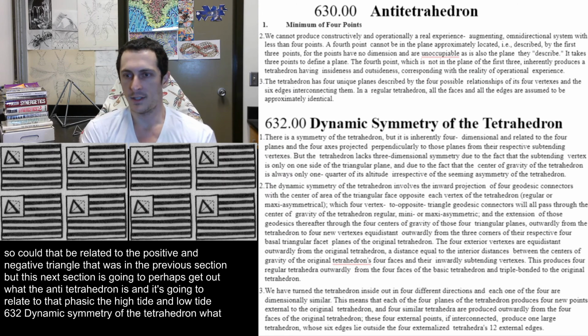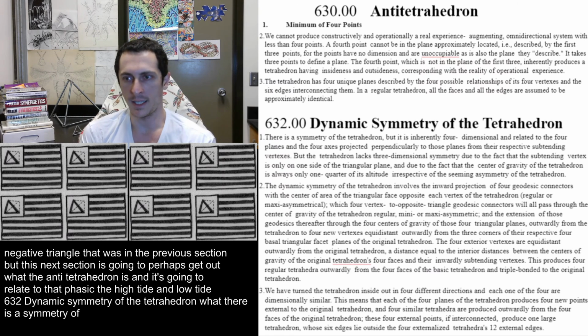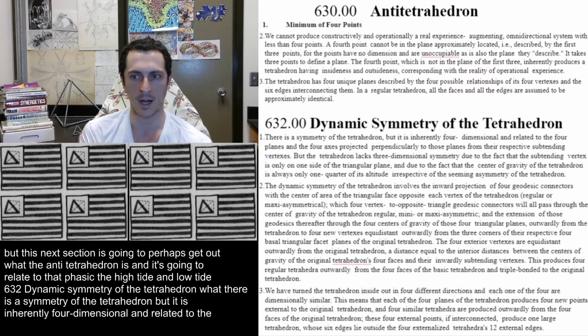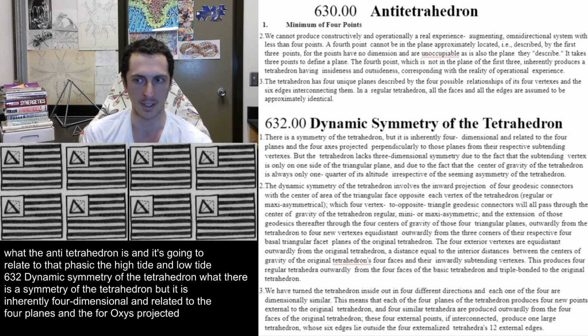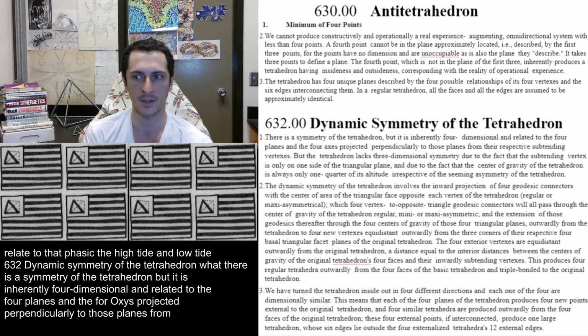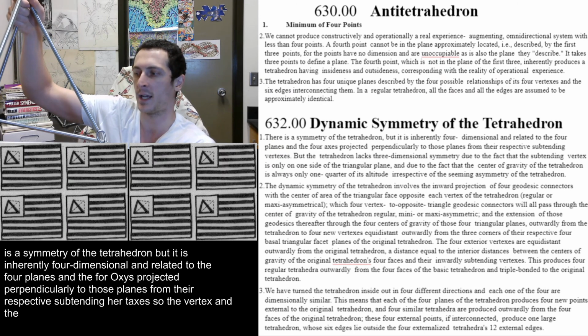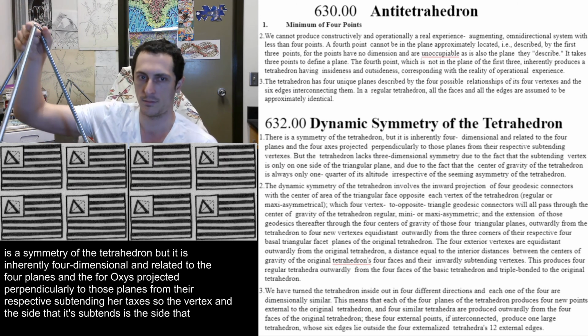1. There is a symmetry of the tetrahedron, but it is inherently 4-dimensional and related to the 4 planes and the 4 axes projected perpendicularly to those planes from their respective subtending vertexes. So the vertex and the side that it subtends is the side that it sweeps out.